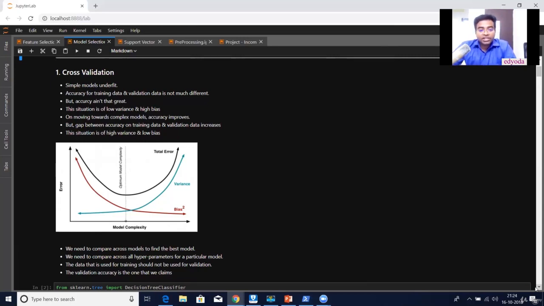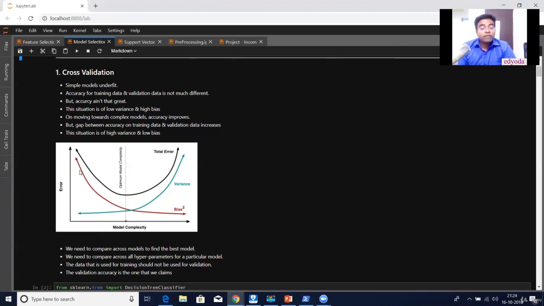In terms of linear regression, simple linear regression would be a simple model, and a polynomial linear regression would be a complex model. If you increase the degree of polynomial, you will get a much more complex model. And the thing that we have to understand is, if you increase the model complexity, the variance increases. What it means is the behavior of the model is different for training data and validation data. The gap between them is more compared to the model which is less complex.